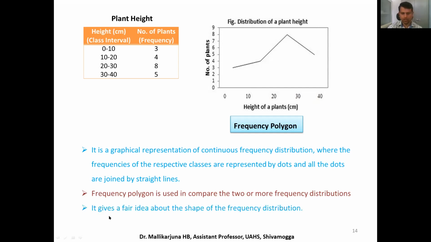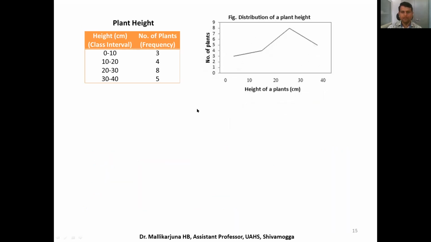This frequency polygon gives a fair idea about the shape of the frequency distribution, whether it has a right tail or left tail, or whether it is normally distributed. We can see this from the graph. Coming to construction of frequency polygon: how to construct this frequency polygon?